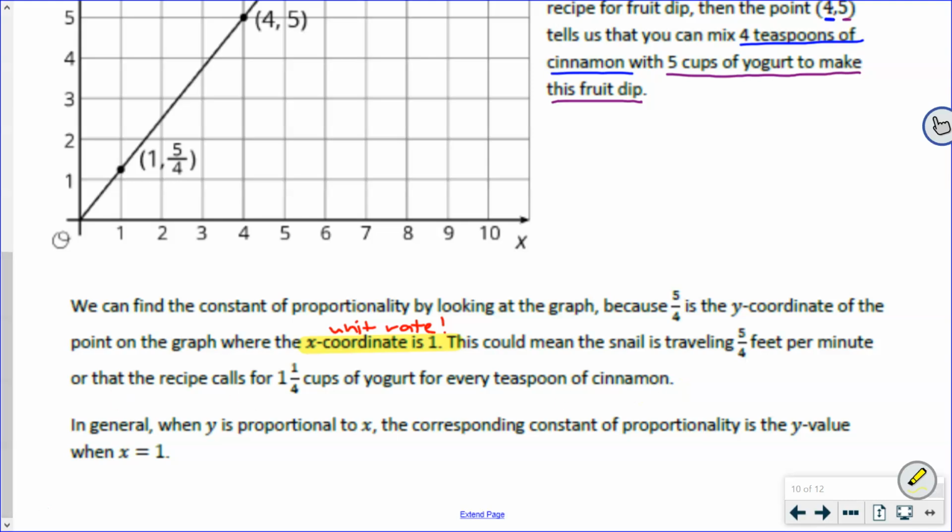So, in general, when y is proportional to x, the corresponding constant of proportionality, also the unit rate, is the y value when the x value is equal to 1. So look for that x value equal to 1. That's your constant of proportionality or your unit rate.